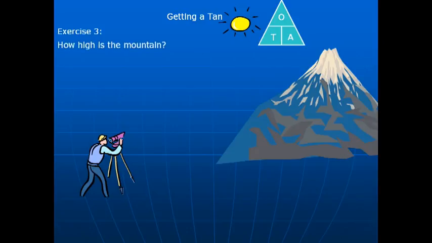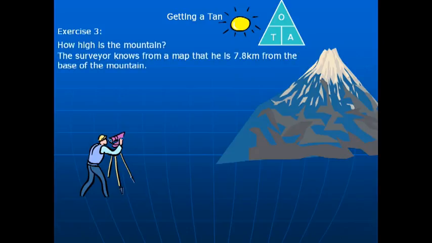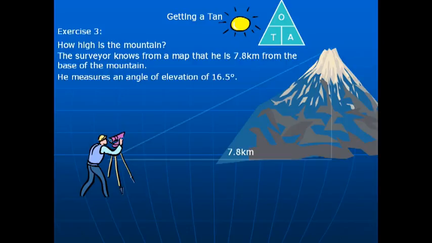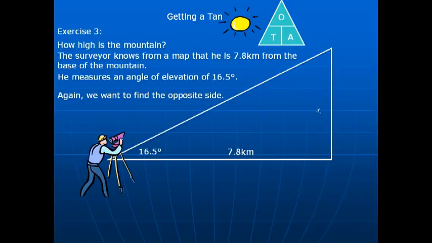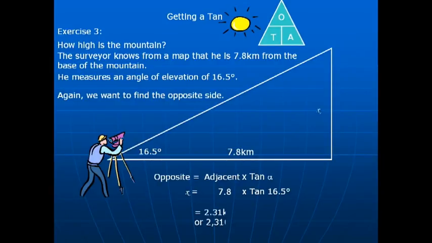Exercise 3. How high is the mountain? The surveyor knows from a map that he is 7.8 kilometers from the base of the mountain. He measures an angle of elevation of 16.5 degrees. Again, we want to find the opposite side. Opposite equals adjacent times tan of alpha. X equals 7.8 times tan of 16.5 degrees, equals 2.31 kilometers or 2,310 meters.